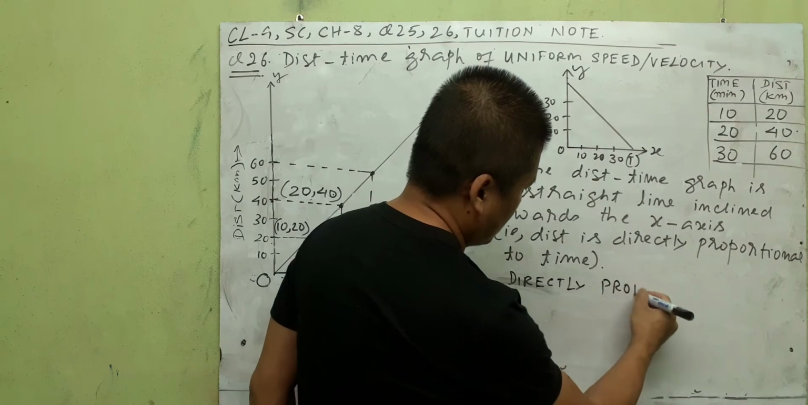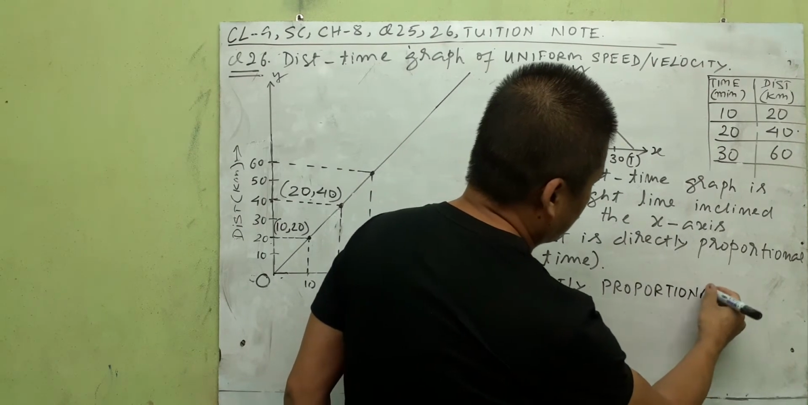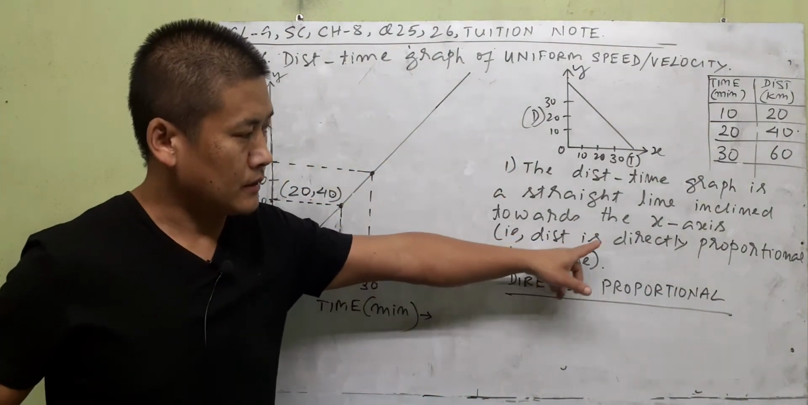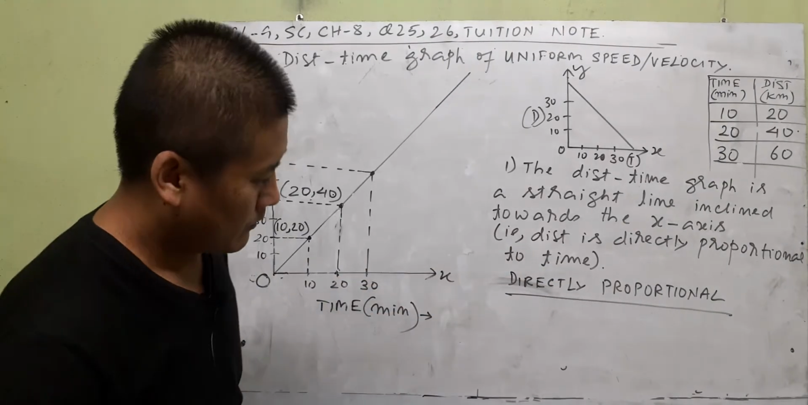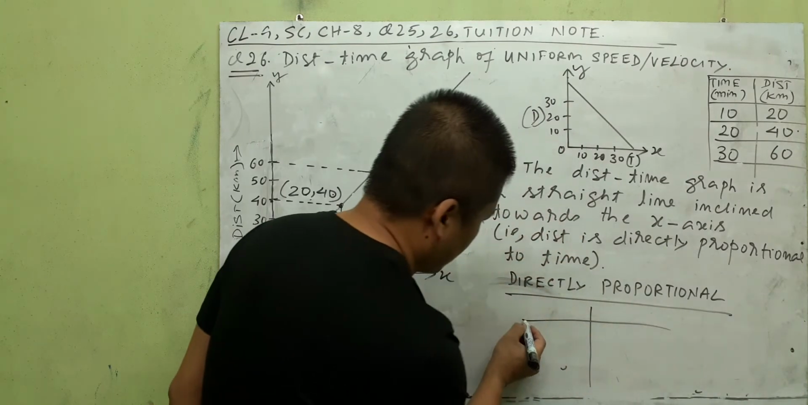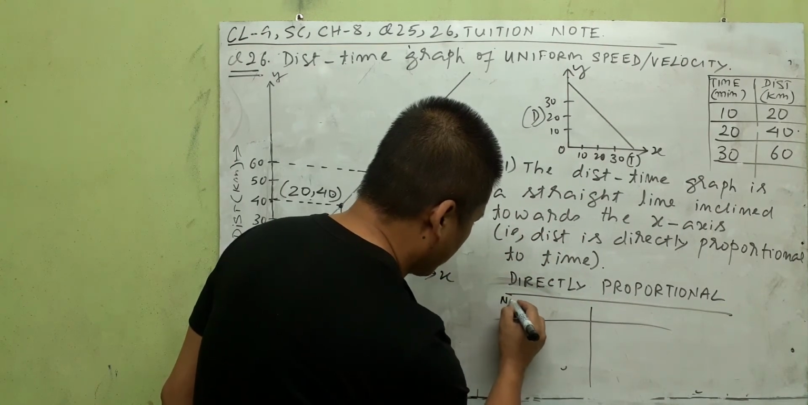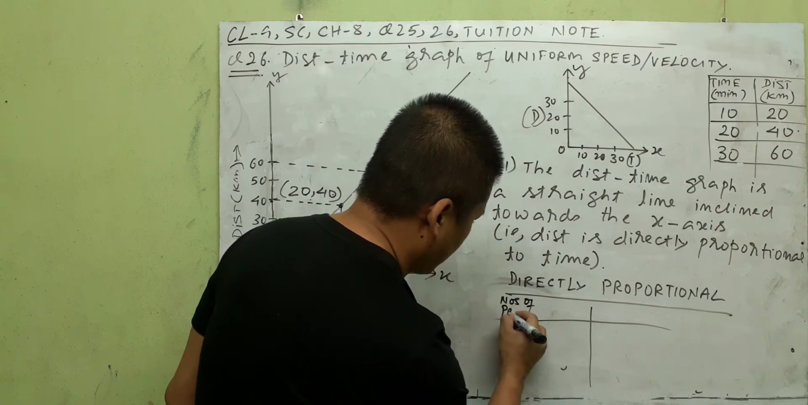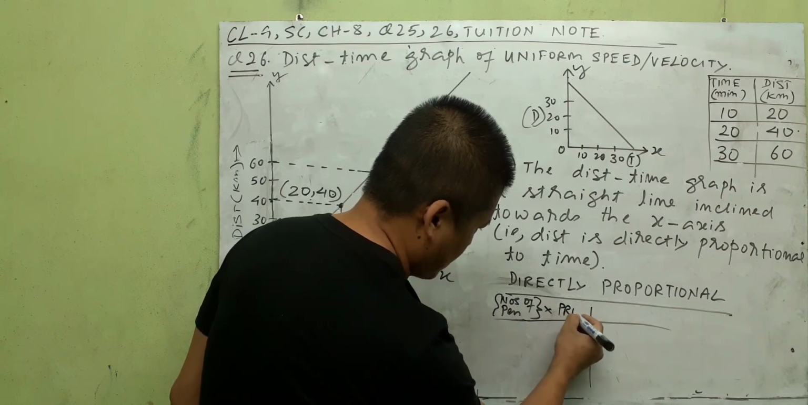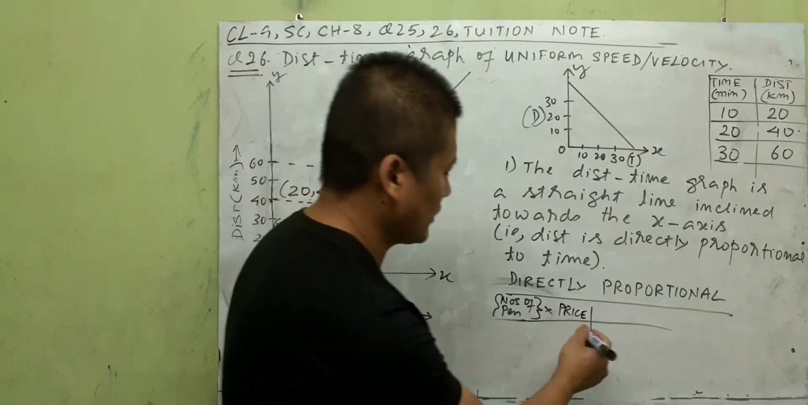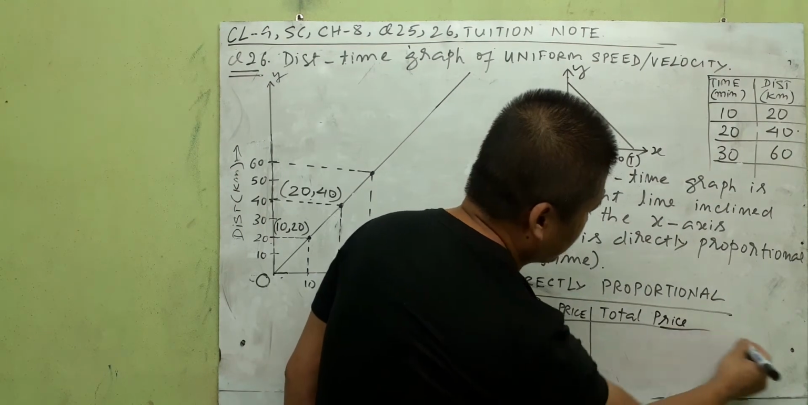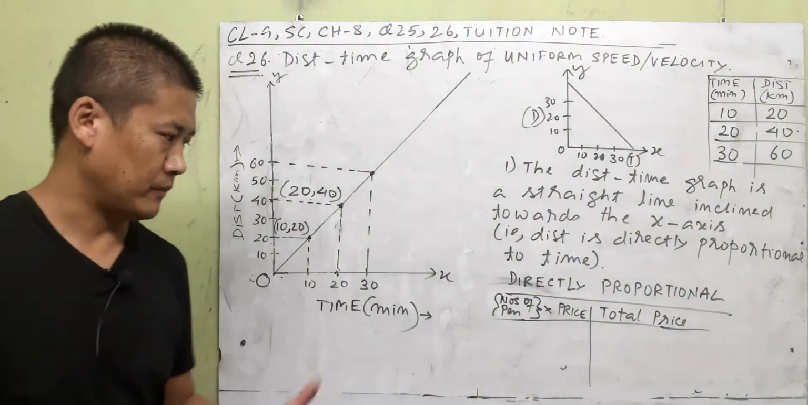Let us take a simple example to understand the meaning of this word, directly proportional. The graph is leaning towards the x-axis, which means distance is directly proportional to time. How? Let us see. Let us take a simple case here. Number of pens, you write like that, multiplied by price, meaning the price of one pen. Then what will you get? We do know that you will get the total price. Write carefully, because this will really help you to understand directly proportional very well.